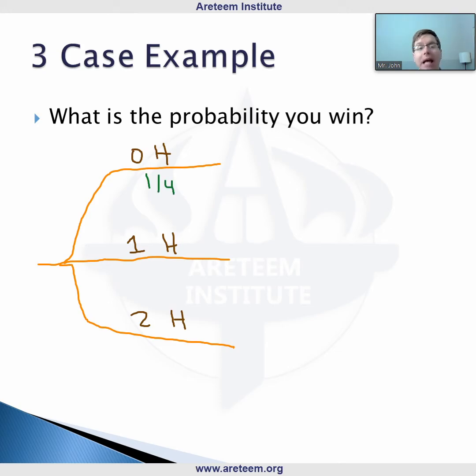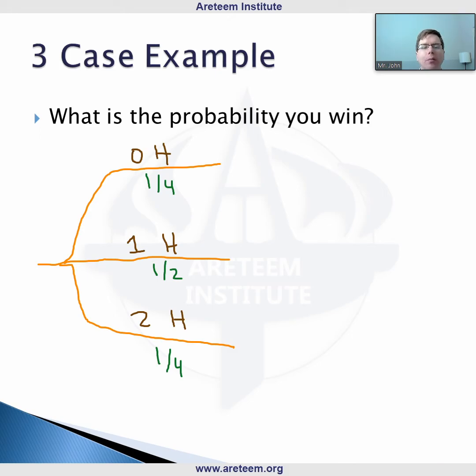If we get 1 heads, we get 1 heads, 1 tails, or 1 tails, 1 heads. So this is a 1/2 chance in that case. And 2 heads is also a 1/4 chance. These are the probabilities that we go down these 3 cases. They add up to 1, which they should. Something should happen. One of our 3 cases should be going on.